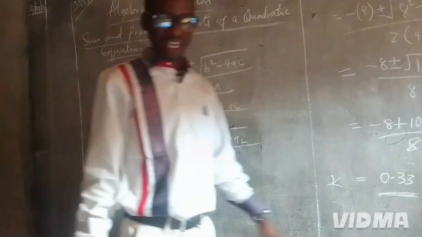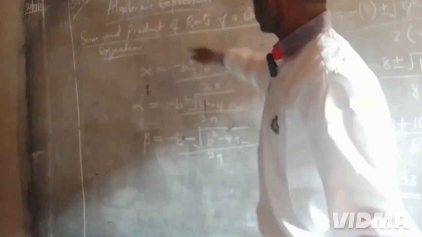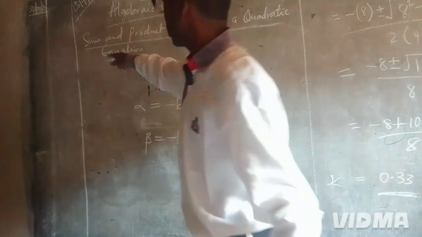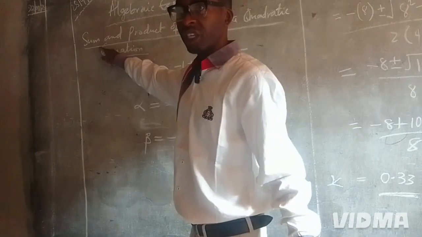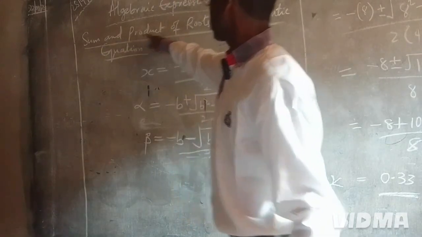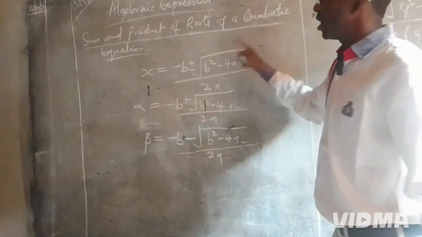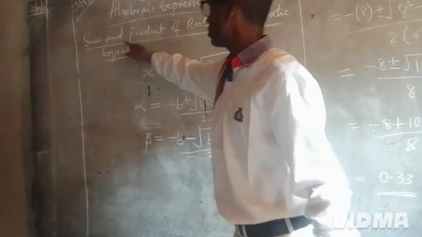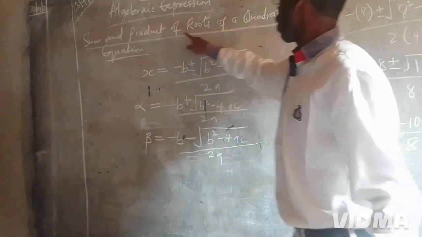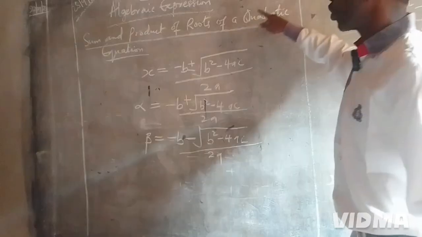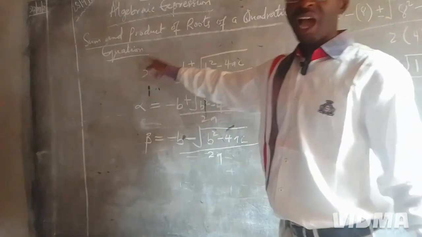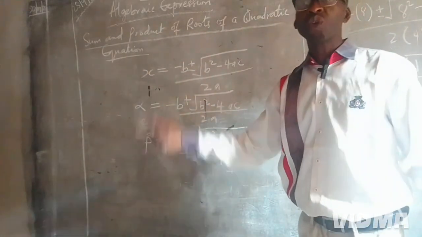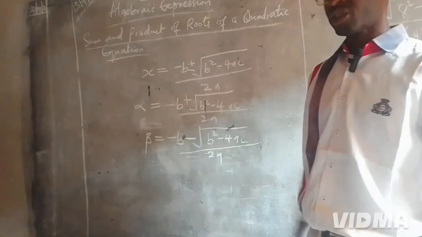Yes, because we are solving a new theory. Just follow what I'm doing. This is a proof. When we are doing a theory, we would like to prove the subject matter. The subject matter is the sum and product of roots of a quadratic equation. After proving it to you, we will be able to use it in our calculations.